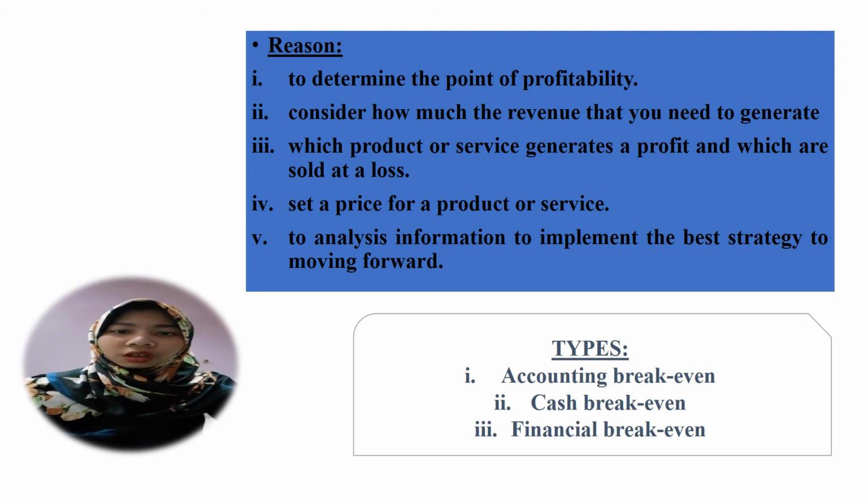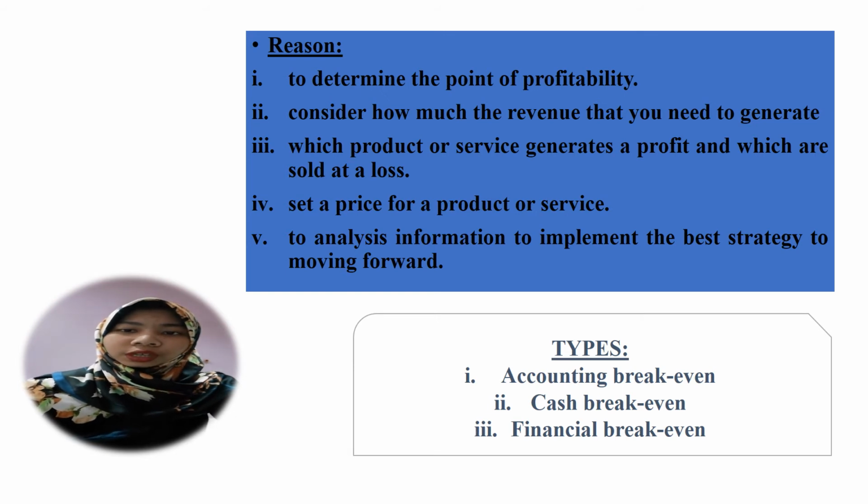They need to consider how much revenue they need to generate to cover all the expenses, and therefore they have to think about which product or service generates a profit and which is sold at a loss. It will be easier to target the level of profit with the amount of units that we produce. Next, to set a price for a product or service that will be produced. In the overall sense, it is good to have a solid understanding of the company's break-even point. They need to generate X amount of revenue to break even and begin to turn a profit.